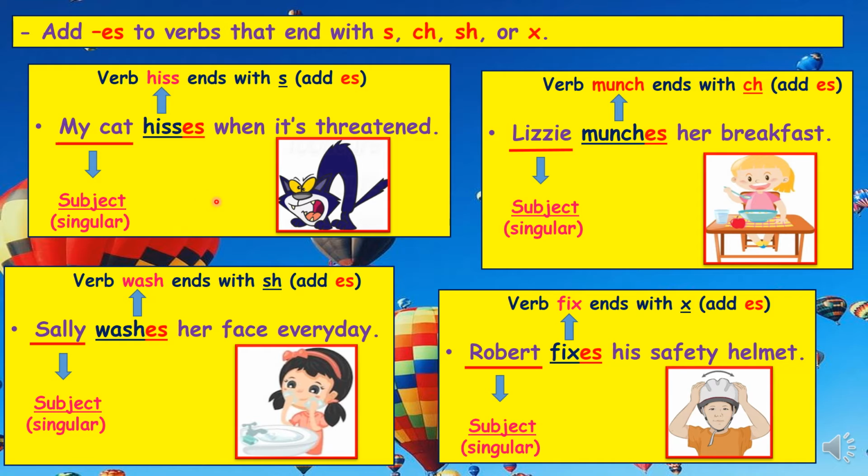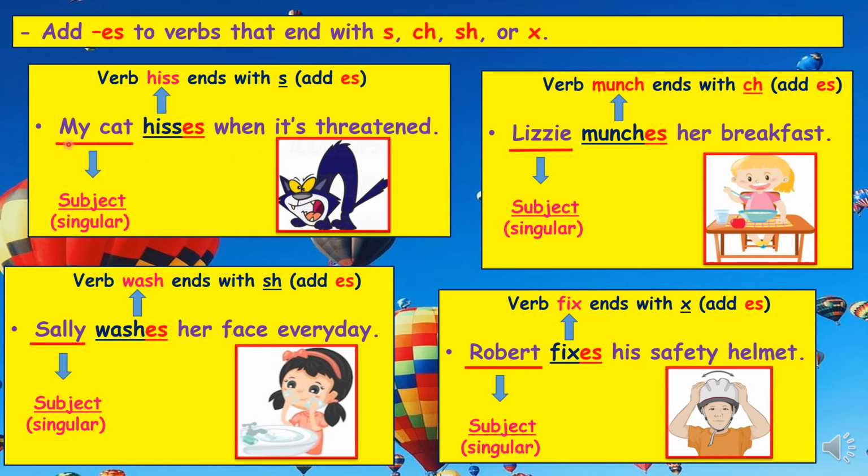Let's check if we have verbs that end with s, ch, sh, or x. Should we only add s to the verbs? Of course not. We should add es to verbs that end with s, ch, sh, or x. Let's take the first example. My cat hisses when it's threatened.